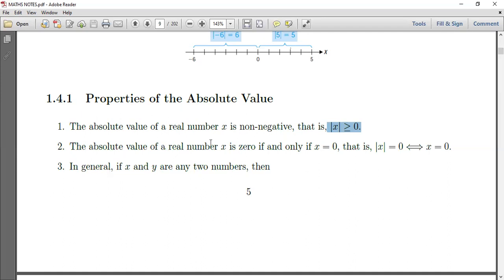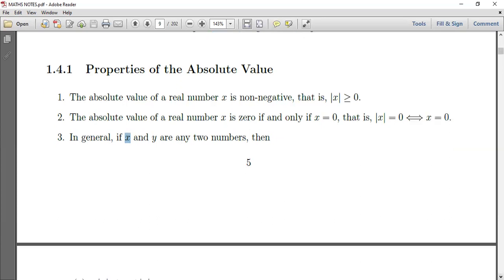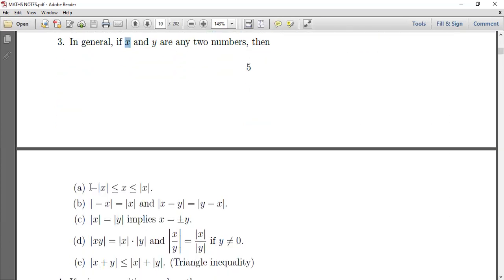The absolute value of a real number x is 0 if and only if x is 0. So there's only one way of getting the absolute value equal to 0, only when x is 0. So when you get the absolute value equal to 0, it implies that x is equal to 0. And in general, if y and x are any two numbers, then the negative absolute of x is always less than or equal to x, and is always less than or equal to the absolute of just a positive x.